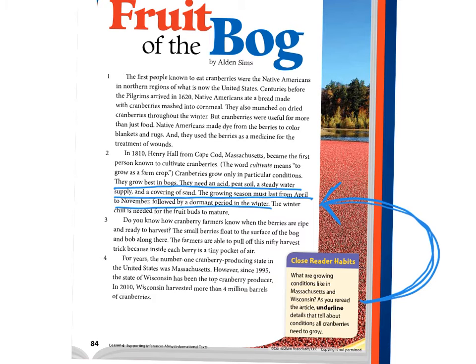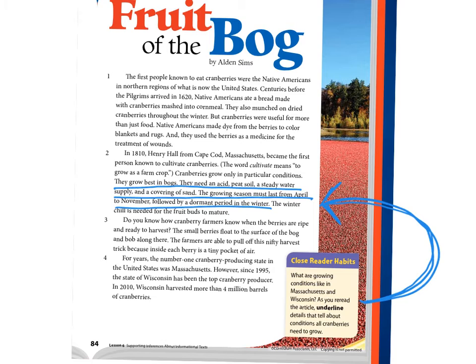Do you know how cranberry farmers know when the berries are ripe and ready to harvest? The small berries float to the surface of the bog and bob along there. The farmers are able to pull off this nifty harvest trick because inside each berry is a tiny pocket of air.